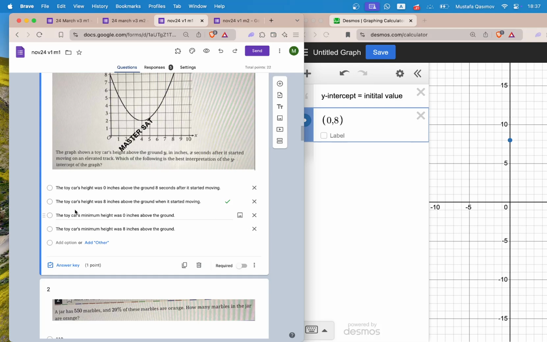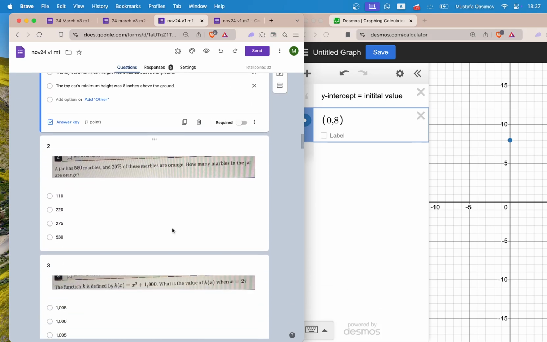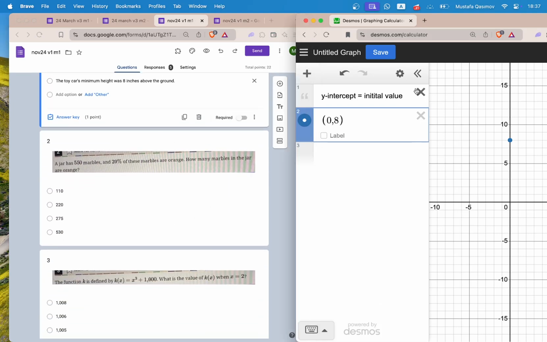Just wait. Answer is B. Car's minimum height is related to vertex, it is related to this point, not y-intercept. So first one is B. If you have question, ask.